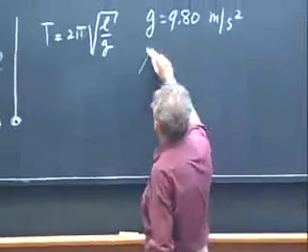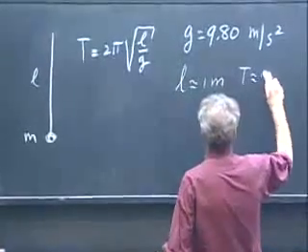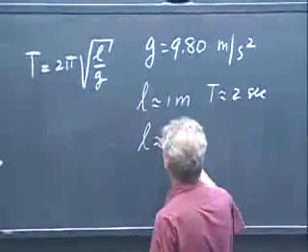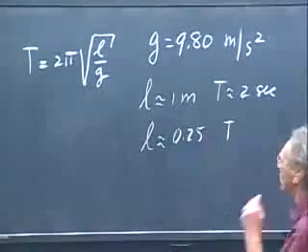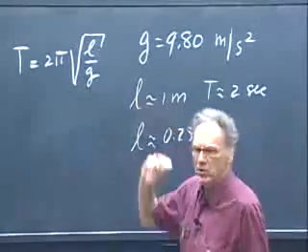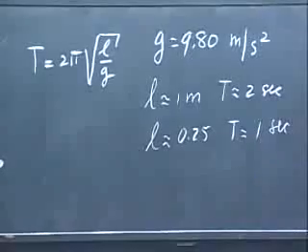If you simply take L approximately 1 meter, then you can see that you get a period of about 2 seconds. And if you make the length about 25 centimeters, that is 4 times shorter, then you would expect this period to be 2 times shorter, which is about 1 second.